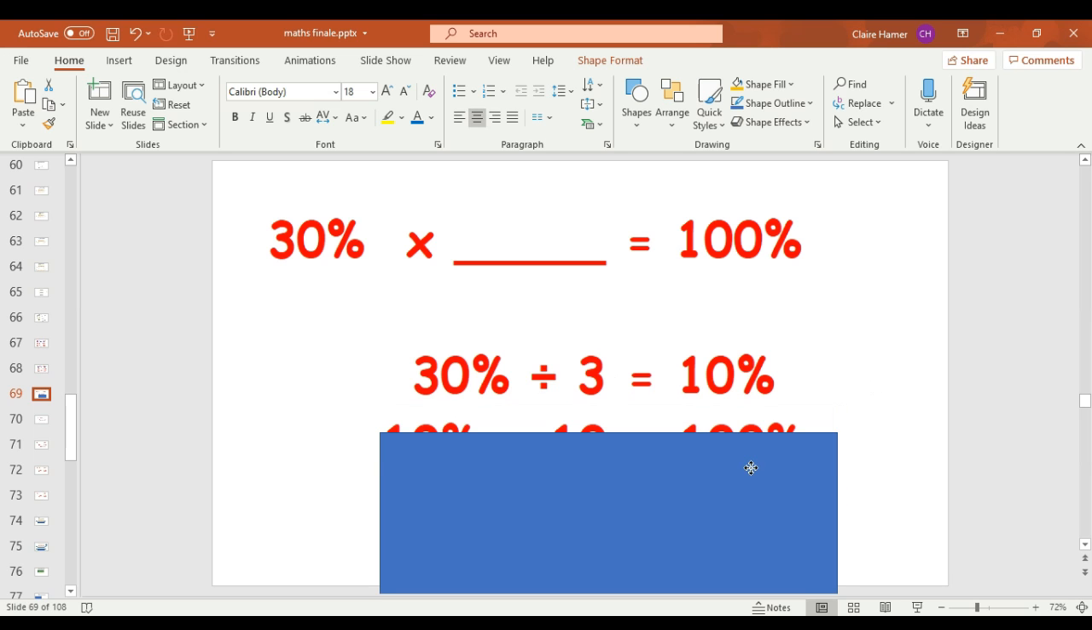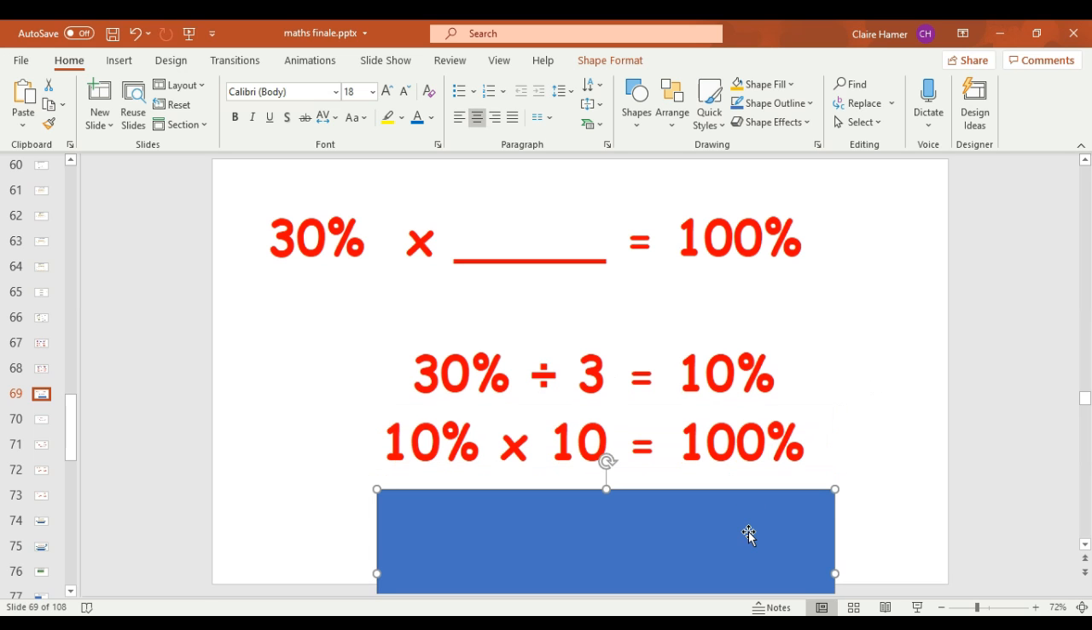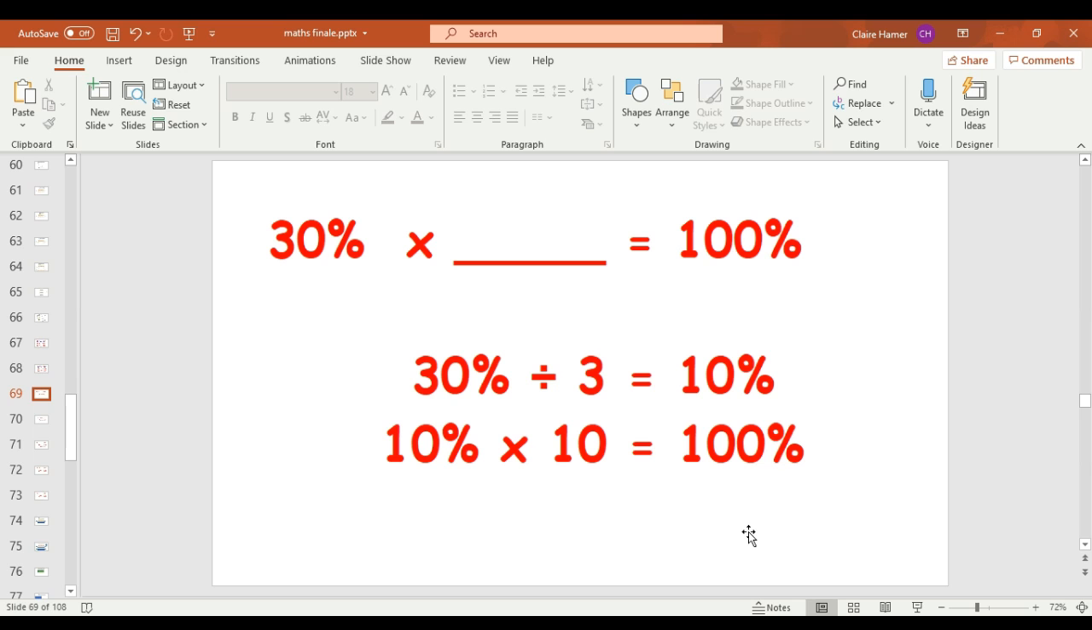Then I'm going to do 10 times 10 is 100, because I know 10%. I know that fact. So we're not actually doing any calculations yet. We're just thinking about routes to get to 100. So sometimes you might need to divide before you multiply. Don't worry if this doesn't make sense yet. It definitely becomes clearer later on in the session.